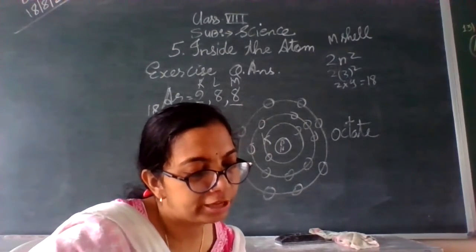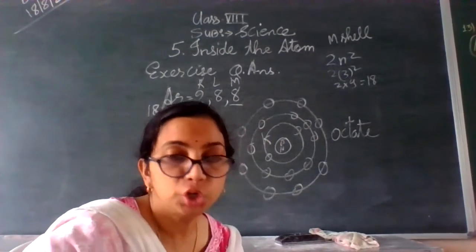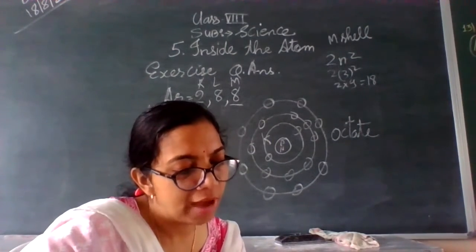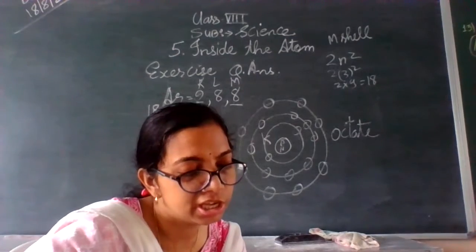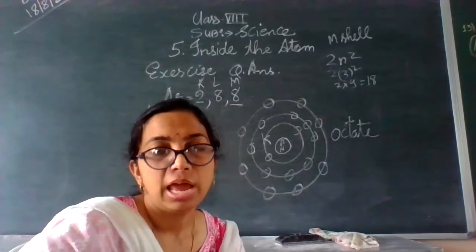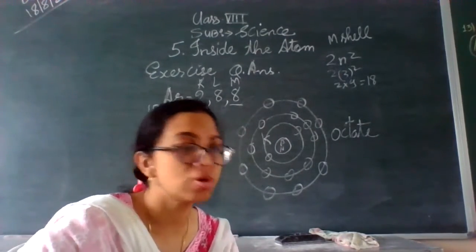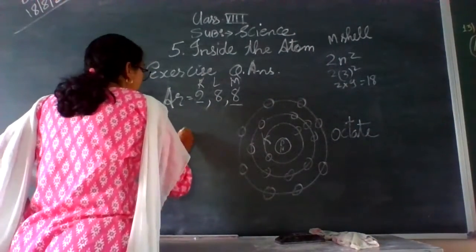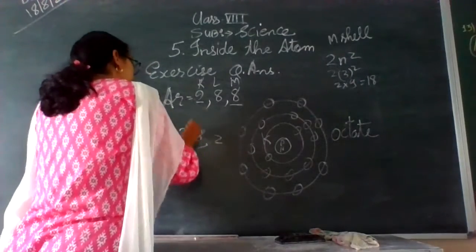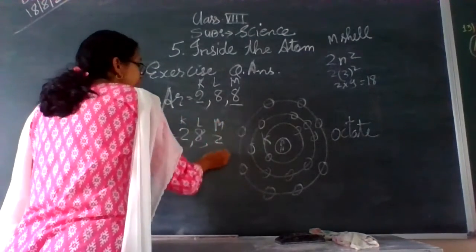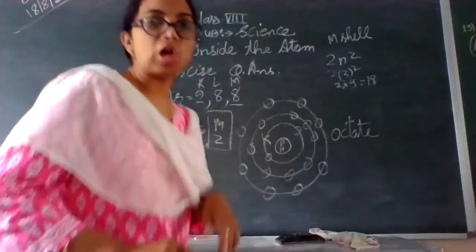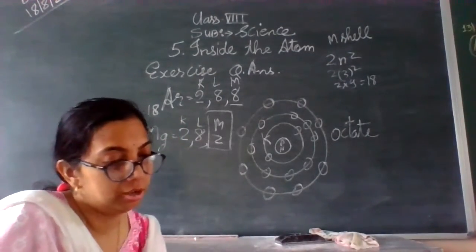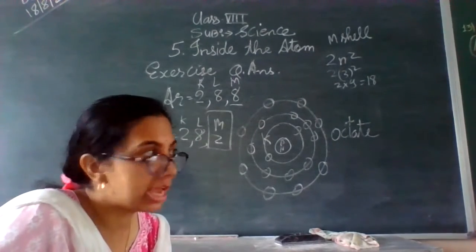The electronic configuration of magnesium is 2, 8, 2. From this, it is understood that the valence shell of magnesium is the M shell. In magnesium we also have the M shell, because 2, 8, 2 is K, L and M. The M shell also has 2 electrons. So the valence shell of magnesium is the M shell. So you have to write down there M, the shell number.